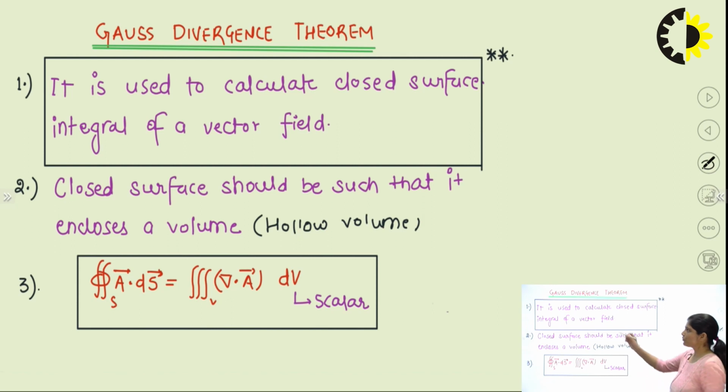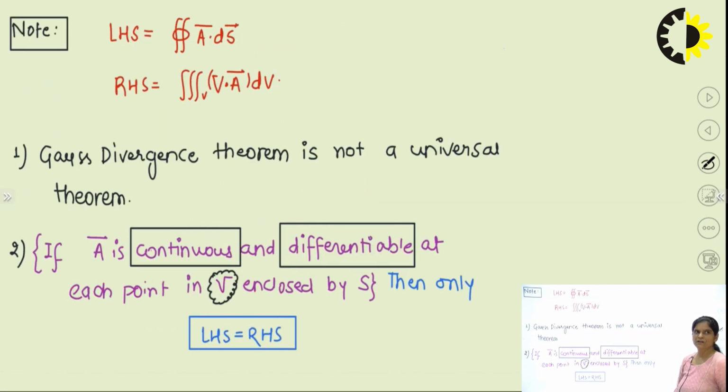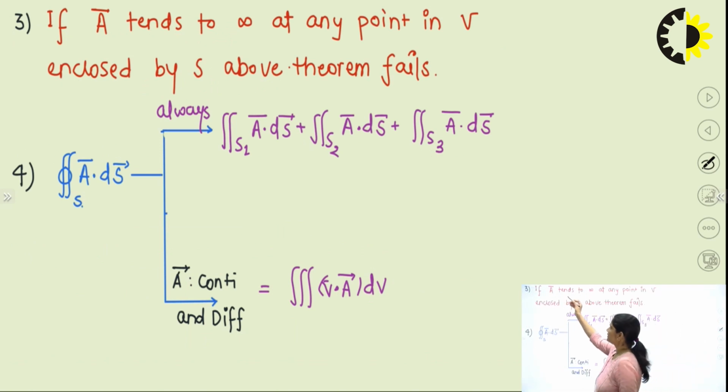Now the divergence theorem is used to calculate the closed surface integral of a vector field. So you should know this point. The closed surface should be such that it encloses a volume, that is a hollow volume. Okay, and already we have covered that the closed surface integral of A dot dS is equal to the integration of del dot A dV. Here dV is a scalar. So this is for the Gauss divergence theorem. Now this is your LHS part and this is your RHS part, and the Gauss divergence theorem is not a universal theorem. We can apply it if A is continuous and differentiable at each point in V enclosed by S, then only LHS is equal to RHS. If vector A tends to infinity at any point in V enclosed by S, then the above theorem fails there.